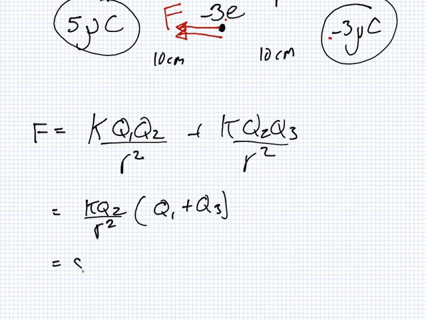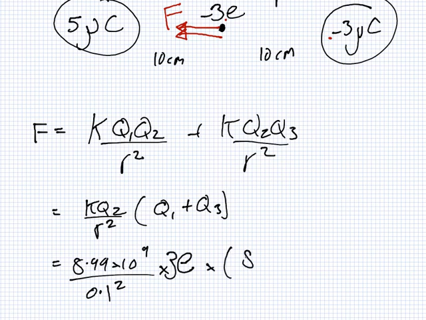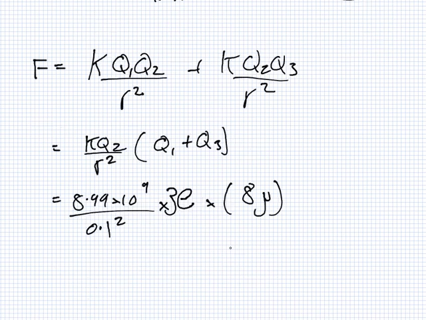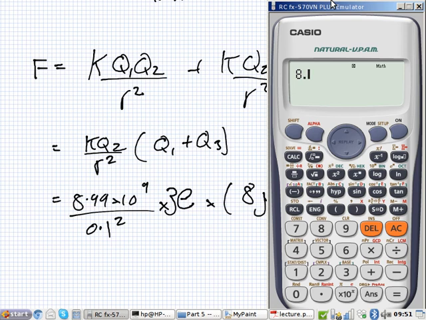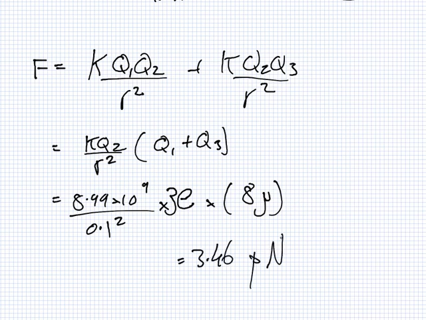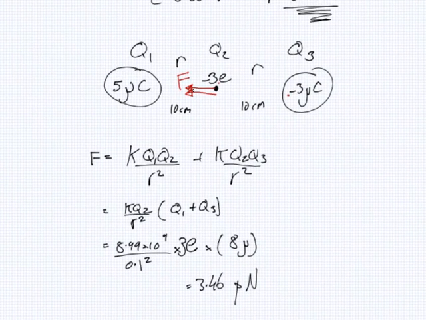So that would be 8.99 times 10 to the 9 over 0.1 squared times the charge, 3 E's, and then this one will be 8 microcoulombs. So, 8.99 times 10 to the power of 9 divided by 0.1 squared times 3 times E times 8 times micro. 3.46 piconewtons. Yes. That's it, sir.